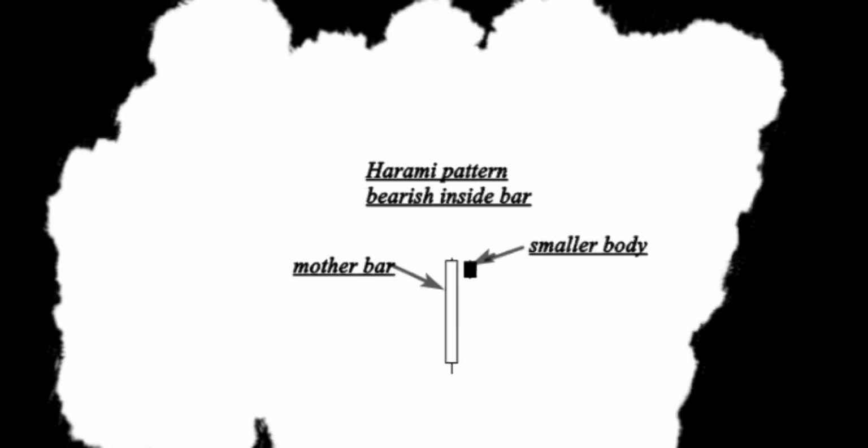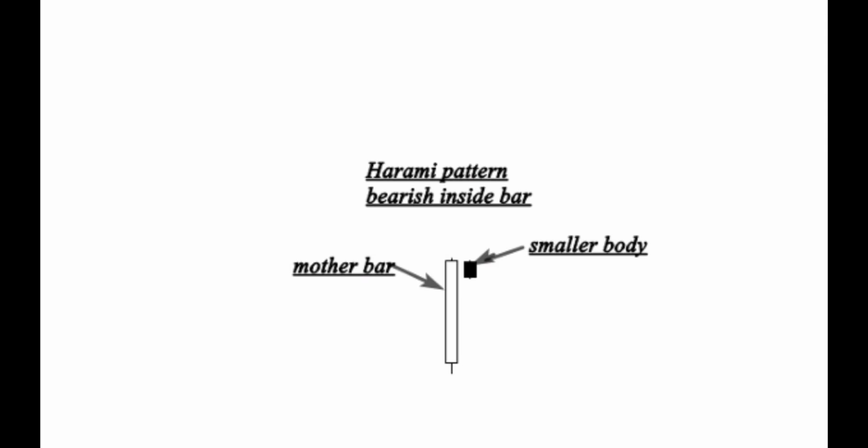As you see, the smaller body is totally covered by the previous mother candle. Don't bother yourself with the colors. The most important thing is that the smaller body closes inside of the first bigger candle. The harami candle tells us that the market is in an indecision period. In other words, the market is consolidating. So, buyers and sellers don't know what to do, and there is no one in control of the market.